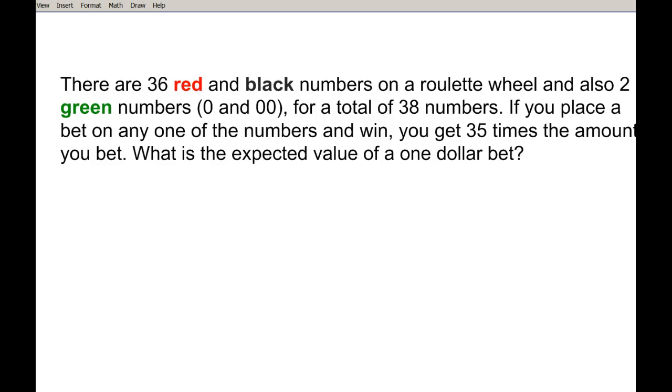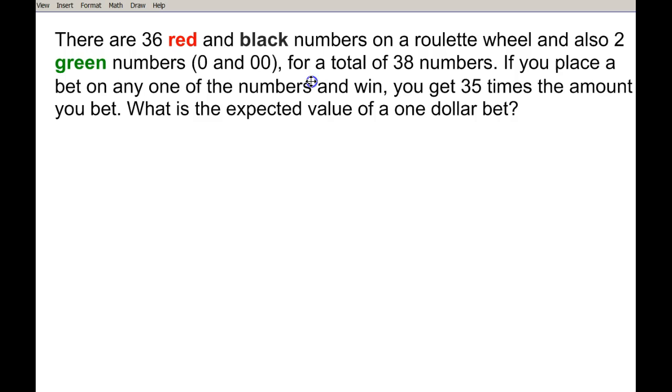So this is actually a real casino game. On roulette, there are 36 numbers, 18 red, 18 black, and then 2 green numbers. If you place a $1 bet, you get $35 in return. So whatever you bet, you get 35 times the amount you bet back. So what is the expected value of a $1 bet?